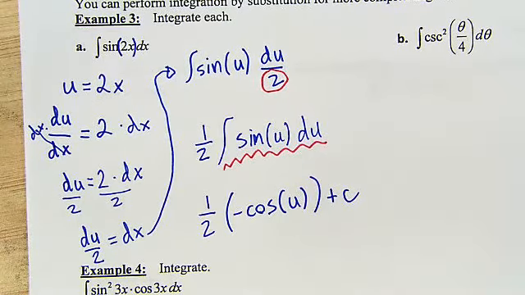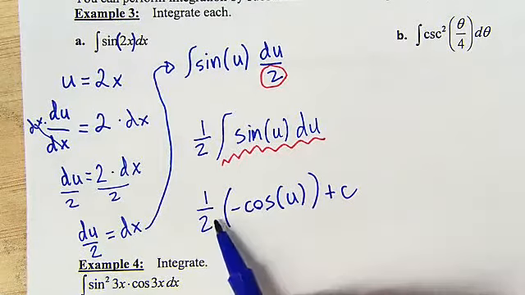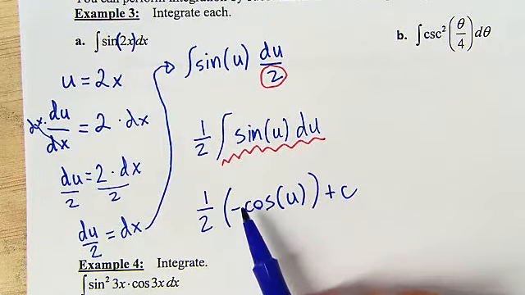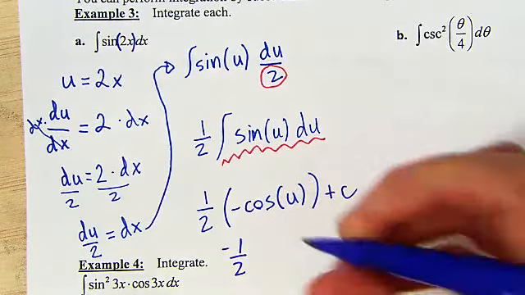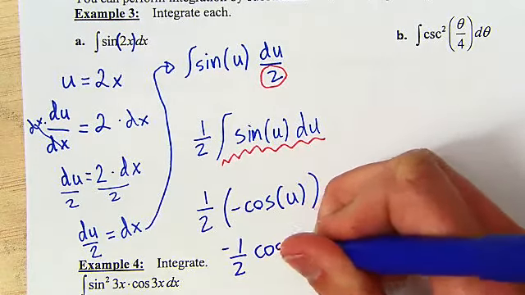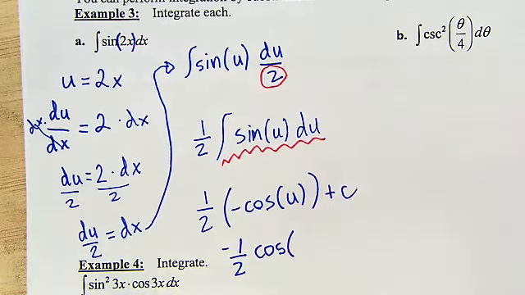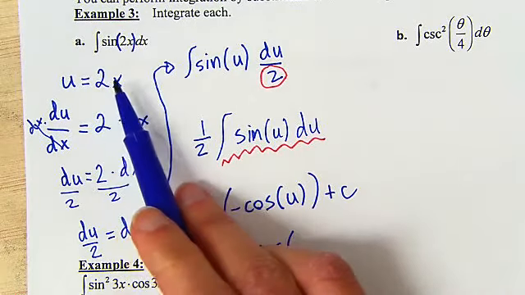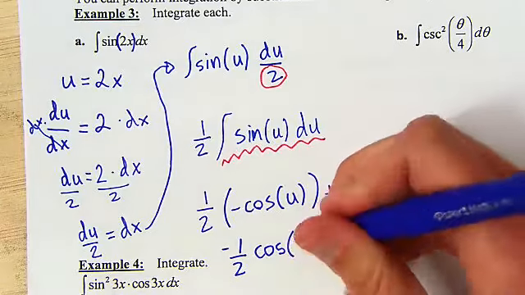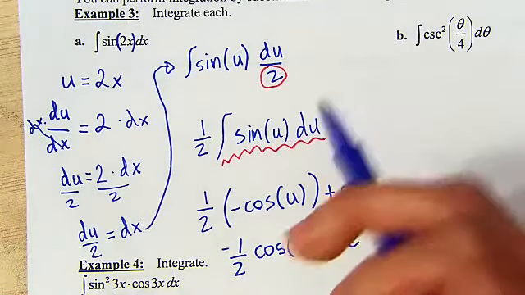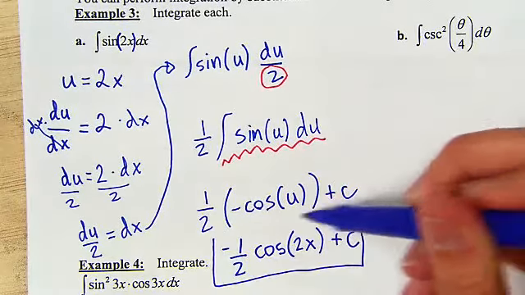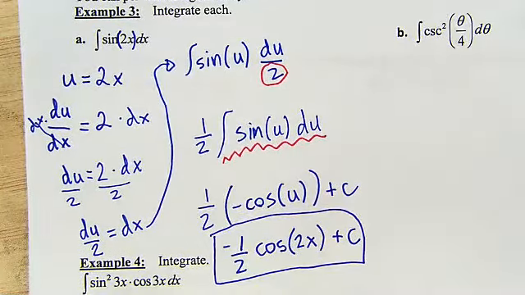Okay. And then my very last step is I can just rewrite this. I can take this negative and put it out in front of that 1/2. And then also I'm going to replace my u with what my u actually is, which in the very first step we said u was 2x. So replace u with 2x, have my plus c tagging along at the end, and there you go. So that is how you do this one.